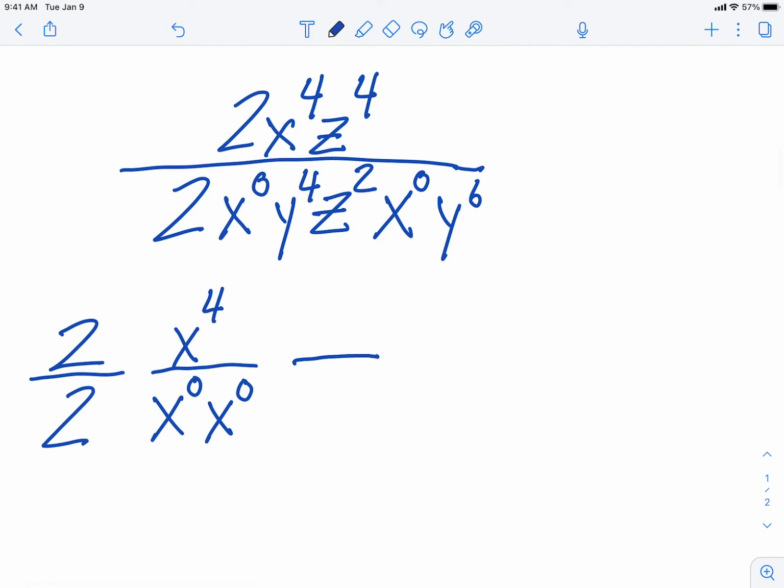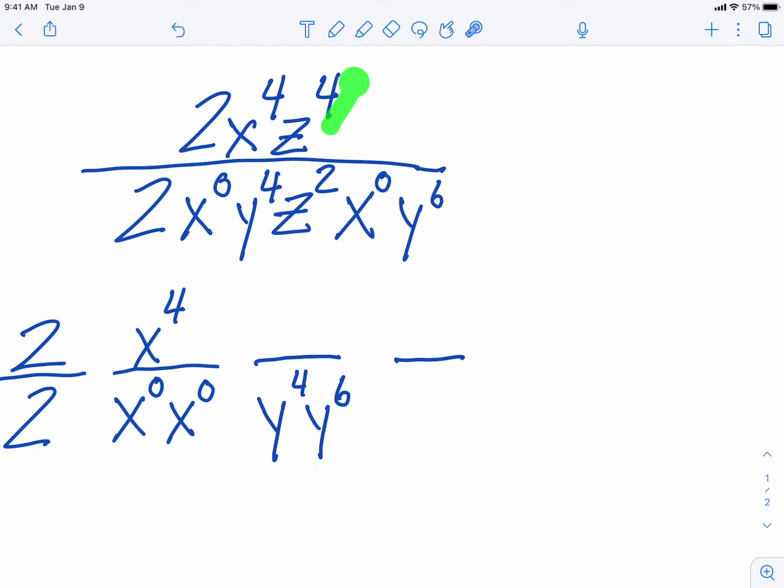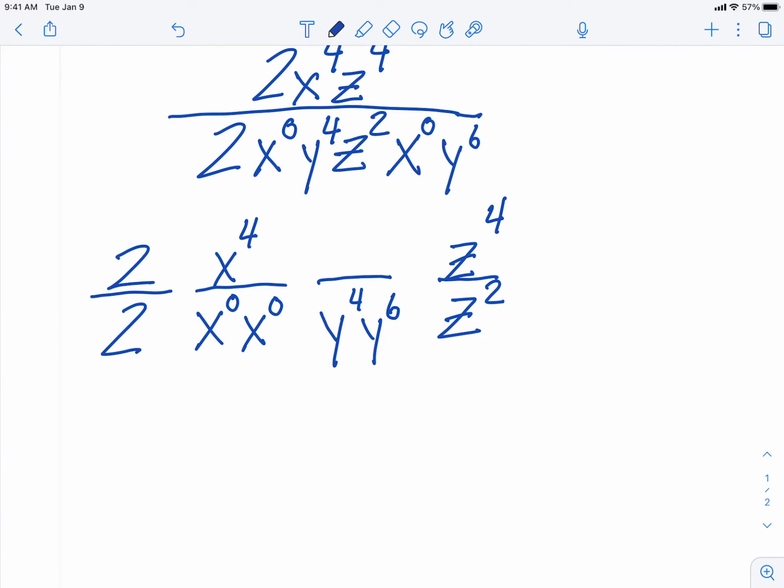Now, y. On top, do I have any y's? No, but on the bottom, I have y to the 4th and y to the 6th. There's an invisible 1 on top, but let's leave that blank for now. Next, we're going to do z. I have z to the 4th on top and z squared on the bottom. Fortunately for me, 2 divided by 2 is just 1, or they cancel out.